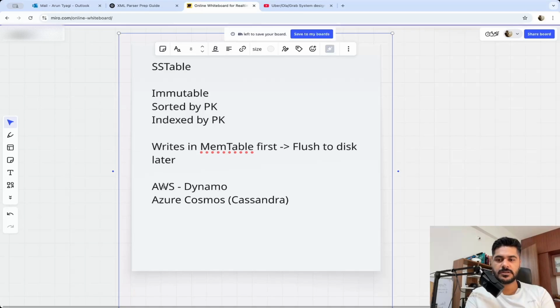And on major cloud services, in AWS, we have DynamoDB. In Azure, we have Cosmos DB, which is offering the Cassandra APIs as well. These two are not directly SSTable based. Actually, they are LSM tree based, but the basics are the same. That's why I talked about SSTable based DBs. Cassandra is the major DB which is SSTable based and available for us to use.